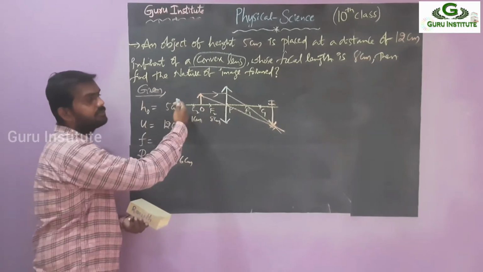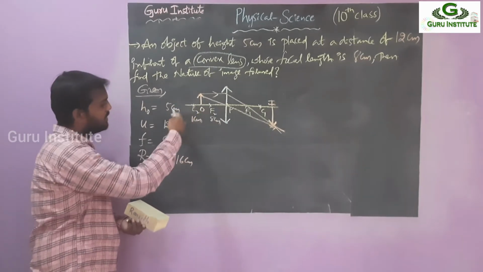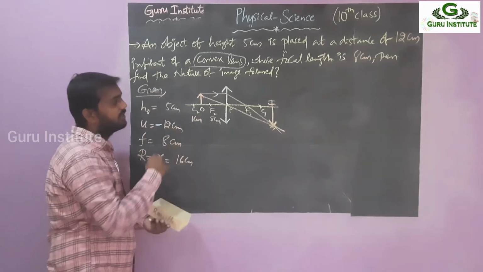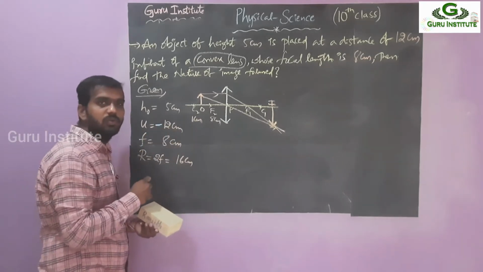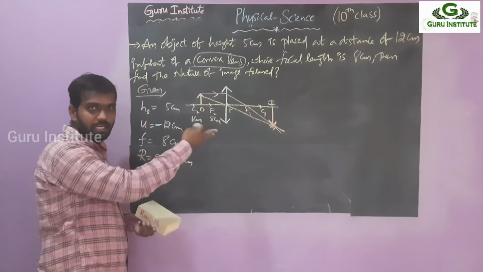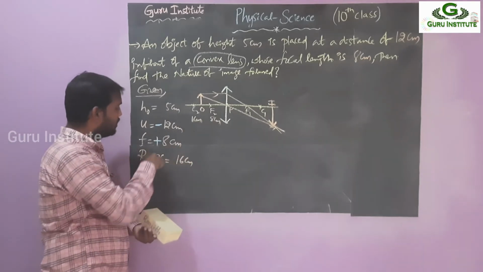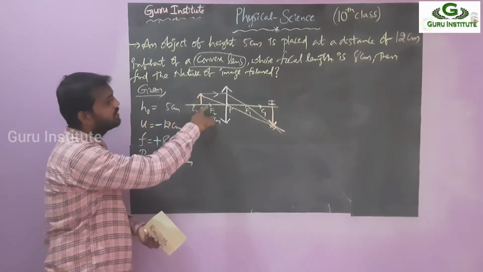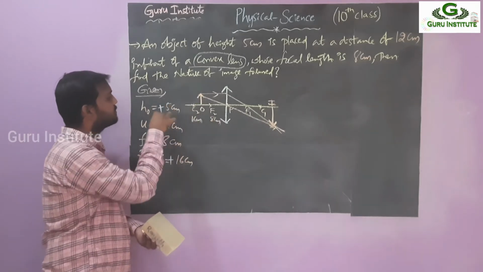So opposite direction means that is negative. PO is u, that is negative. Then F, as I already told you, is positive since it is a real image. F is positive means R is also positive. H naught is above the principal axis, so this is positive.